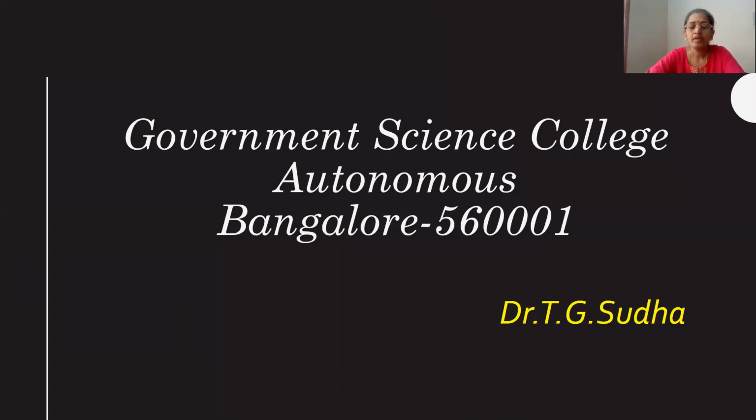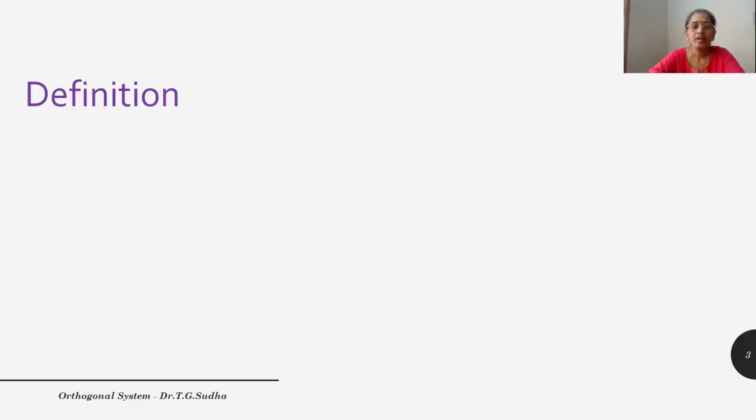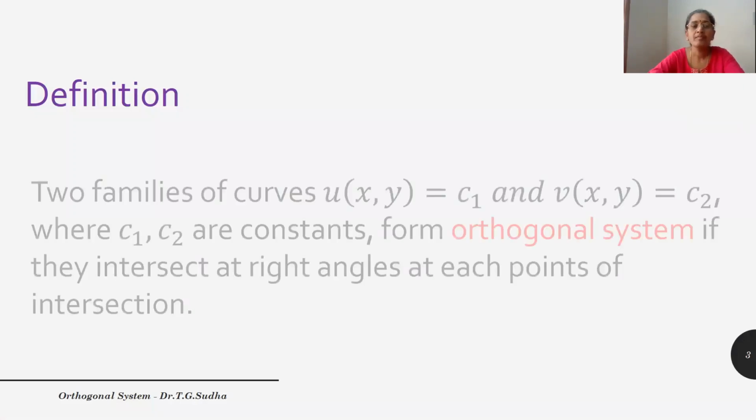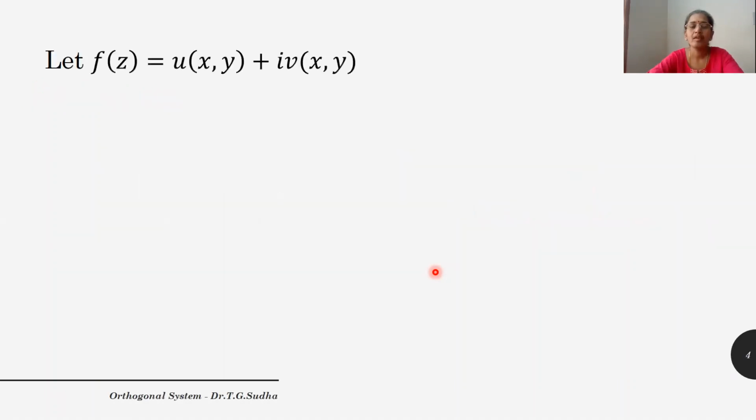The lab topic is orthogonal system using Maxima programming. Let us begin with the definition. Two families of curves u = c1 and v = c2, where c1 and c2 are constants, form an orthogonal system if they intersect at right angles at each point of their intersection.